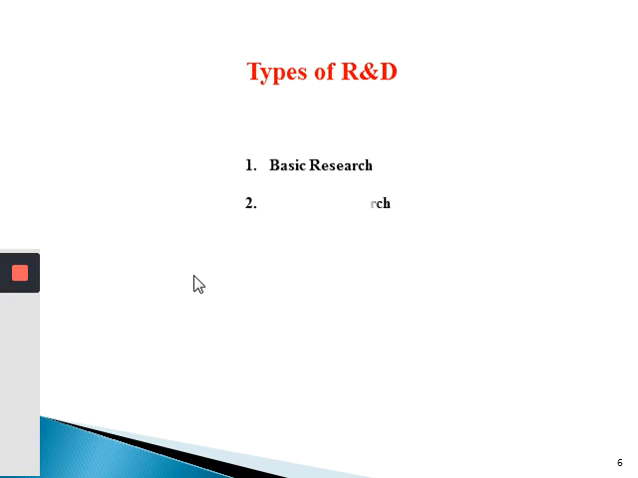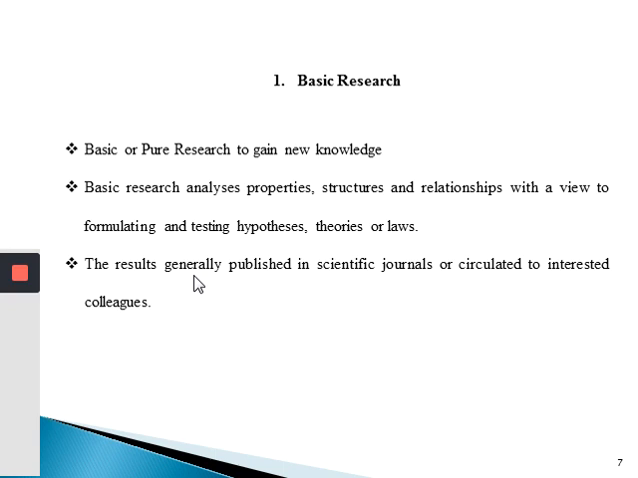So there are three types of R&D. First one is basic research. Second one is applied research. Third one is experimental development. So these three types of R&D are there in the pharmaceutical industry. Now we are going to discuss them one by one. So first is basic research.